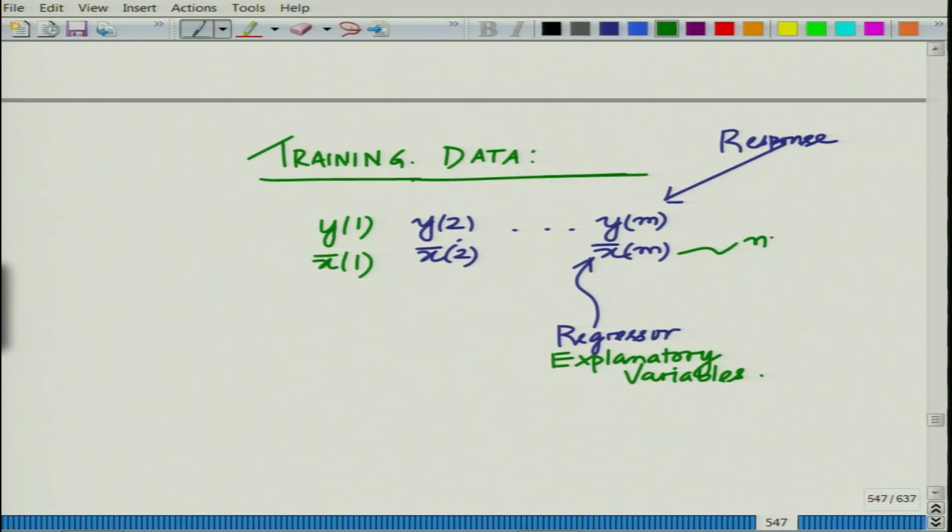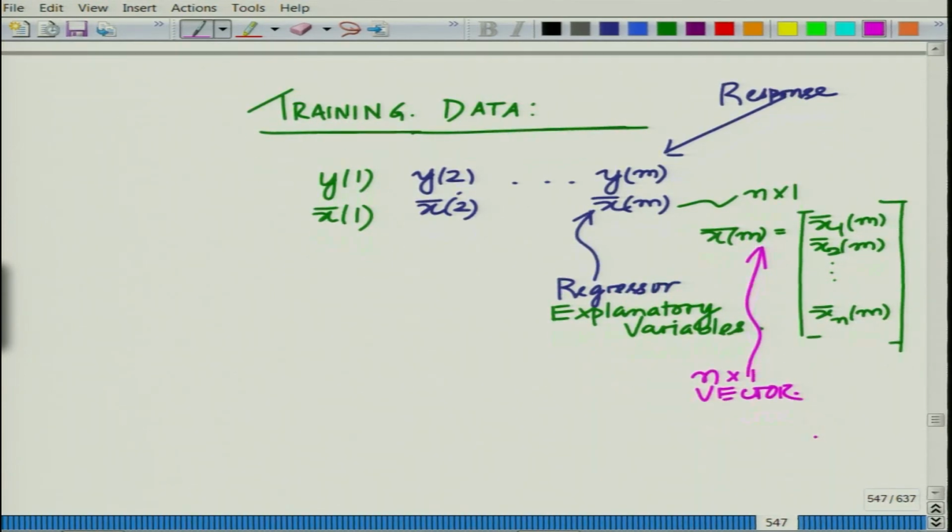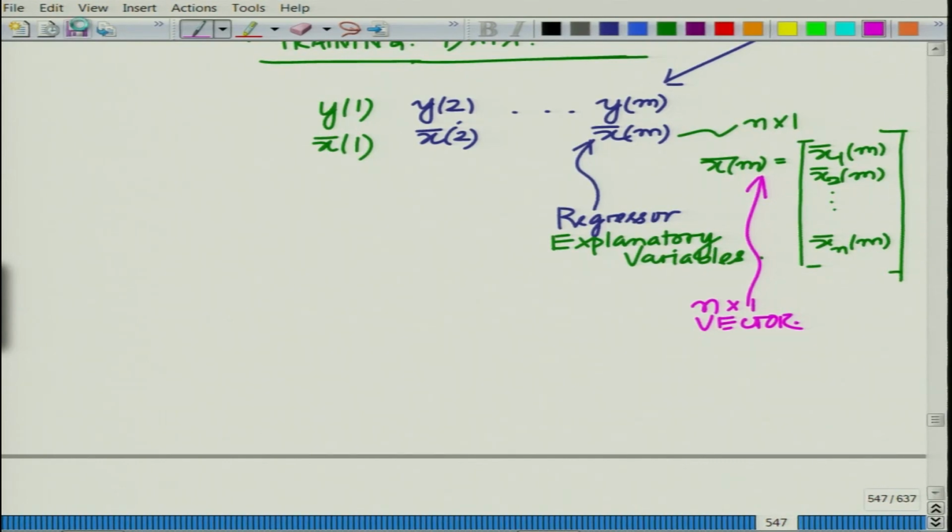Okay, and this is basically your n cross 1 vector. I can denote x bar, the mth sample, as x bar 1 of m, x bar 2 of m, up to x bar n of m. So, this is basically your n cross 1 vector.